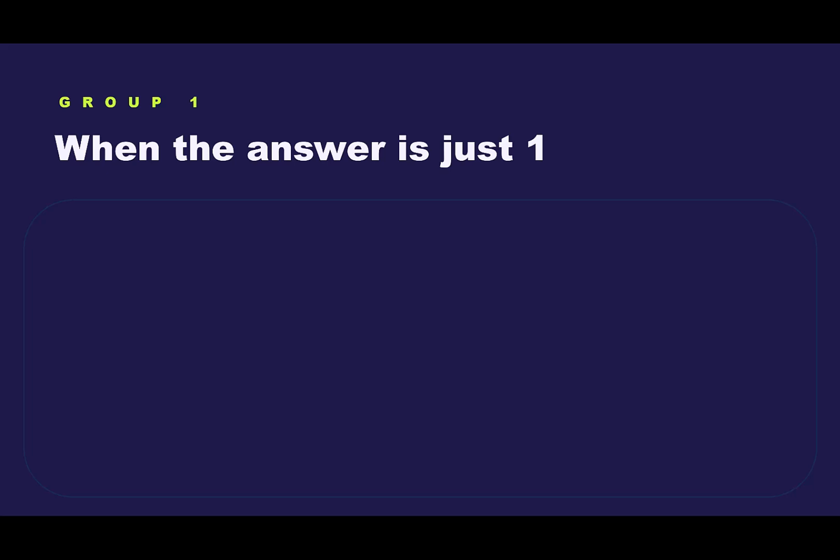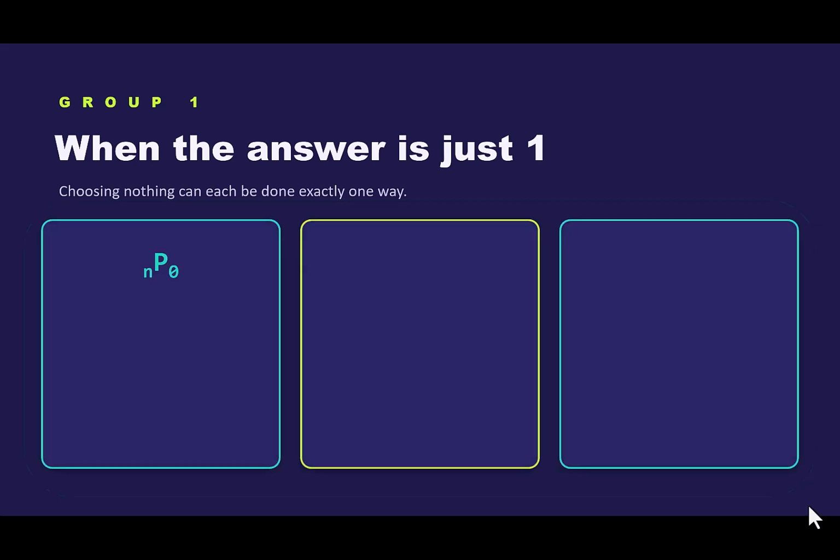Our first group to memorize are answers that are equal to 1. We'll start by thinking about choosing nothing. If we have a permutation of n choose 0 or a combination of n choose 0, we can do those in one way. And notice in this case, if we have a permutation of 8 choose 0 or a combination of 8 choose 0, both answers will be equal to 1.